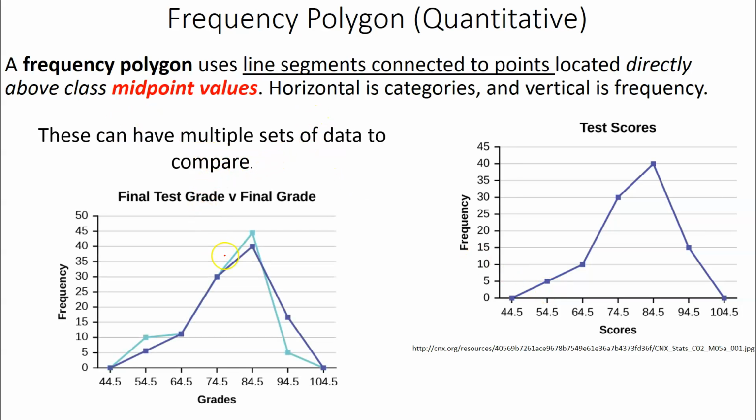These can have multiple sets of data, so that's kind of a nice thing. We can compare different things by doing multiple frequency polygons. They get their name polygon because, technically, when you connect segments, you're giving yourself a polygon. Think about your geometry days.